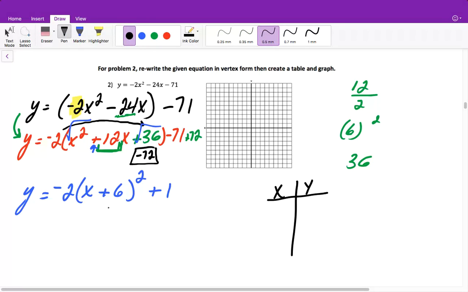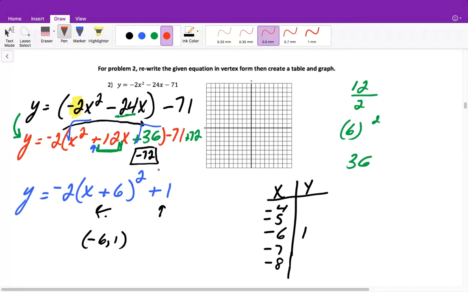Our vertex, this tells us we're moving to the left 6, and this tells us we're moving up. So that means our vertex is (-6, 1). So I plug that in the middle. Then I need to pick two numbers that are greater than and two numbers that are less than. So -5, -4, and -7, -8.